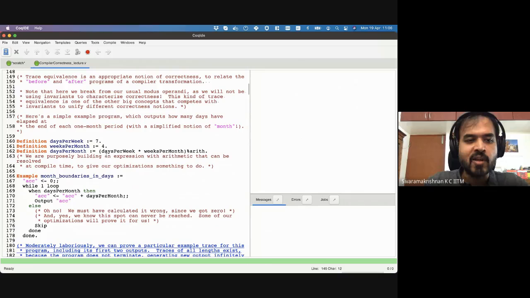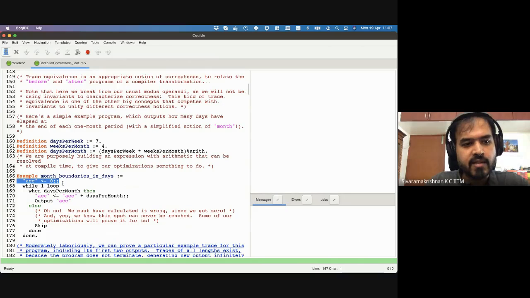So this is going to print the number of days in a month. It is going to compute it in a very strange way, and it's going to keep outputting the number of days in a month in an infinite loop, right? So I'm going to be very imprecise about what a month means. I'm going to say a week has 7 days and a month has 4 weeks, right? 7 fours are 28. So every month in my simplified year is going to have 28 days. So I'm going to print the month boundaries here. This is the program that we are going to optimize.